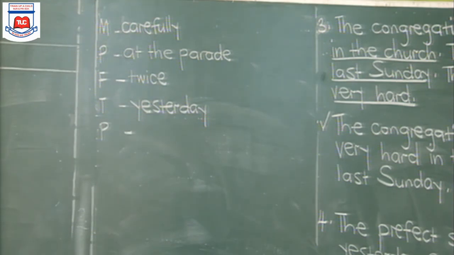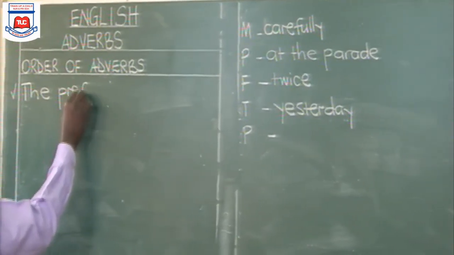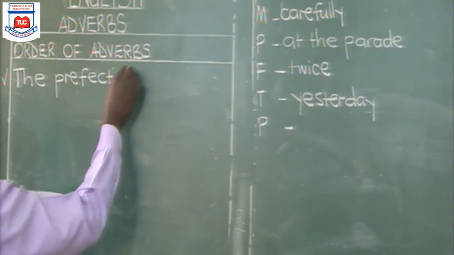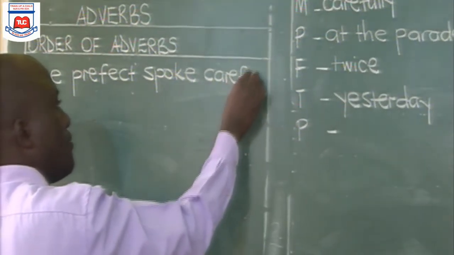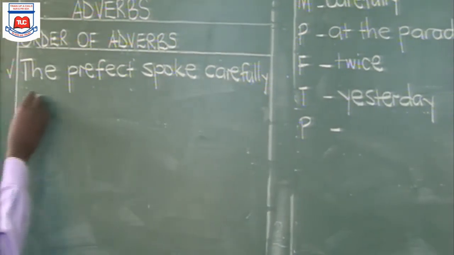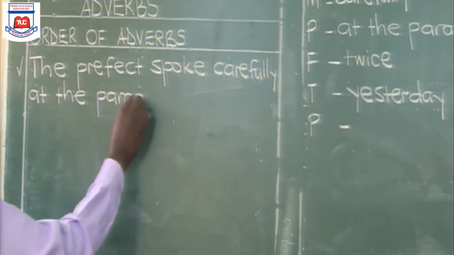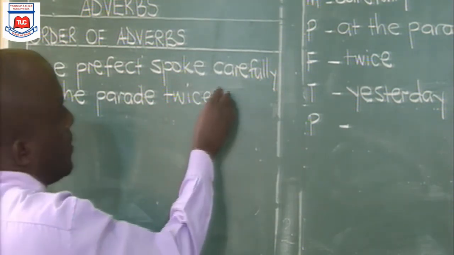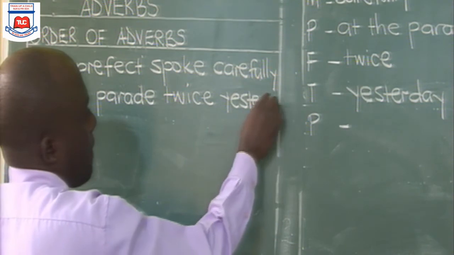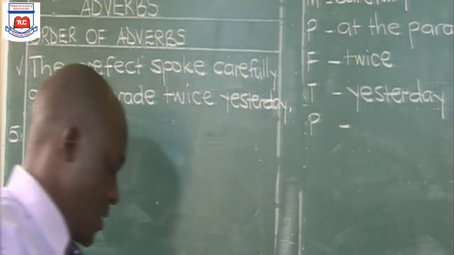You say, the prefect spoke how? Carefully. Where? At the parade. How many times? Twice. When? Yesterday. Okay? Put your full stop there. So let's have the last example here. That is number 5 for today.